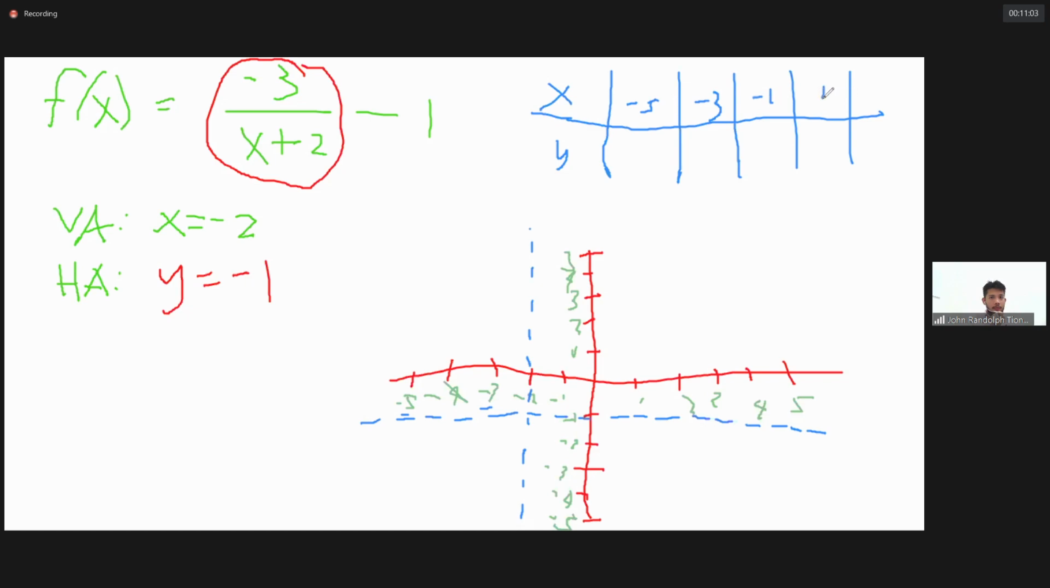Negative 1, positive 1. Okay, give me the values of your y for negative 5, negative 3, negative 1, 1. Okay, when you answer in the group chat, coordinate yung ibigay nyo sa akin. Negative 5, comma, kung ano yung value ng y. Negative 3, comma, kung ano yung value ng y. Using this equation here, guys, negative 3 over x plus 2 minus 1, and give me the corresponding values of your y. Sa group chat, please. Okay, please do participate, guys. Ang sagot nyo ha, coordinate.